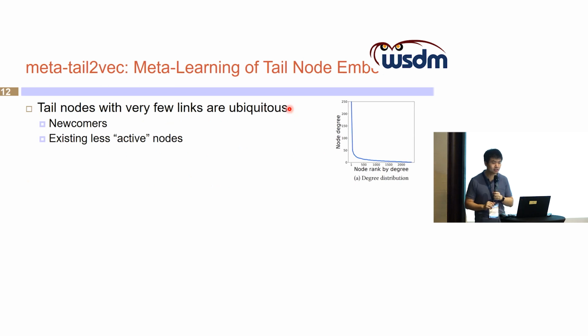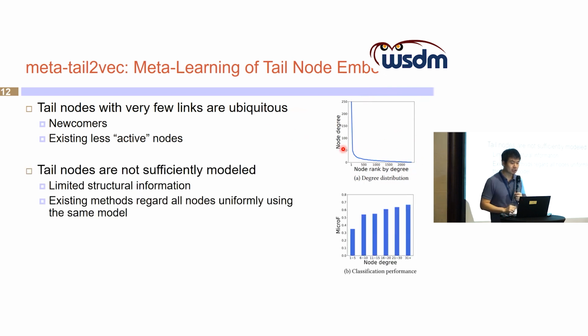The first one I'm going to introduce is structure-scarce learning. As I mentioned earlier, there are a lot of nodes in the graph with very few links. This is a very common scenario. In a social platform or in a recommendation system, these nodes could be new users who just joined the platform and don't have a lot of interactions, or existing users who are less active. This contributes to the very long tail with very low degree.